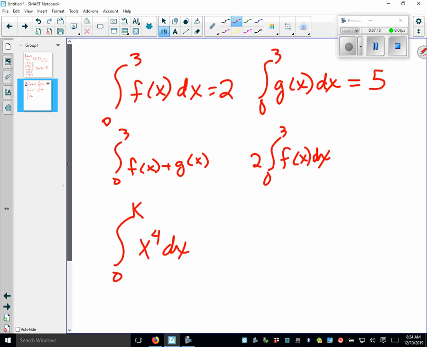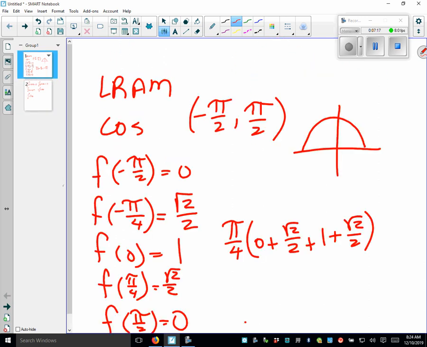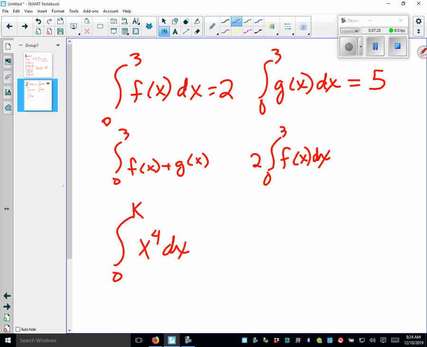Okay, if I go back to that integral right there, what is the value of this? Negative 2? When we turn it upside down, turn it right side up.